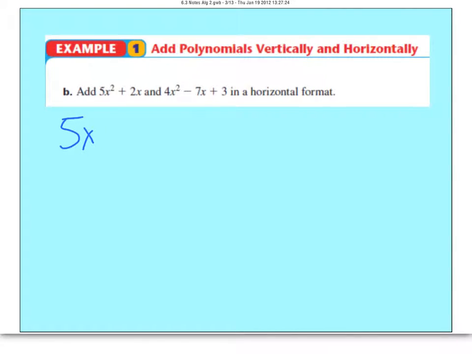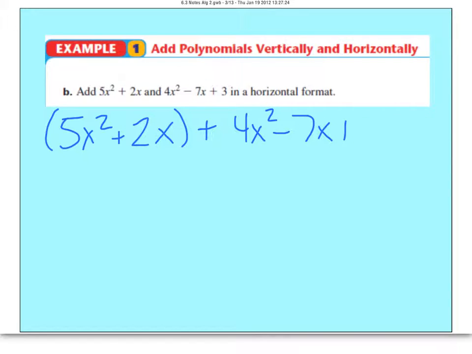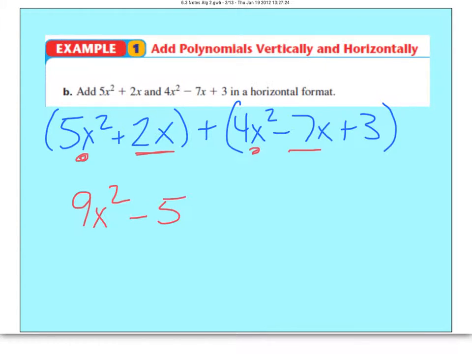So I have 5x squared plus 2x. It's a second degree polynomial. I'm going to add to it 4x squared minus 7x plus 3. I get another second degree polynomial. I'm going to add my like terms. I have 5x squared and 4x squared, 9x squared. I have a positive 2x, a minus 7x, minus 5x, and there is only one number left, a plus 3. And do write that in standard format.